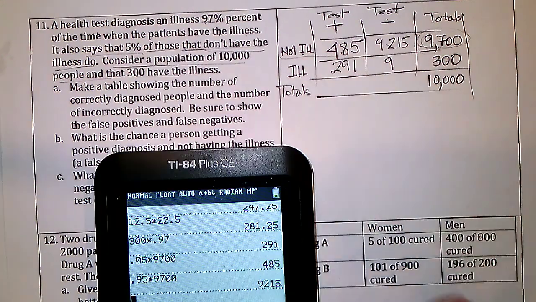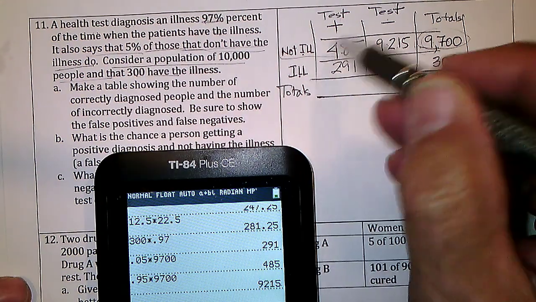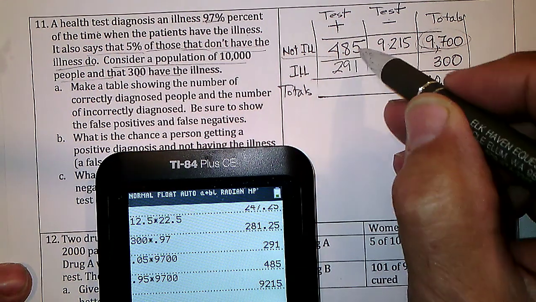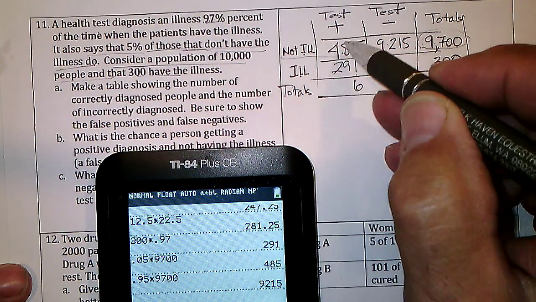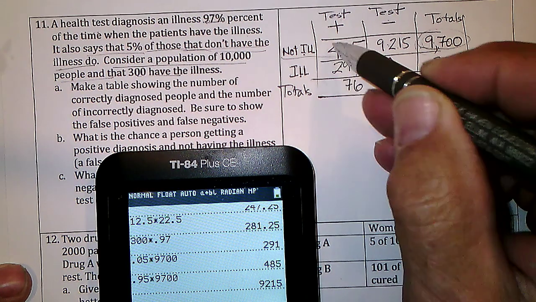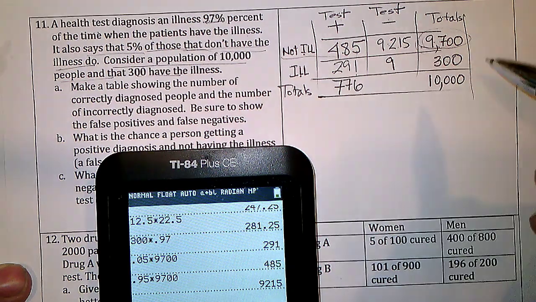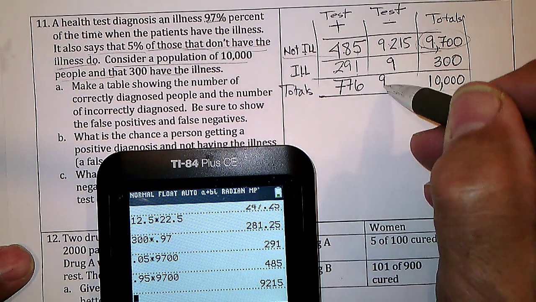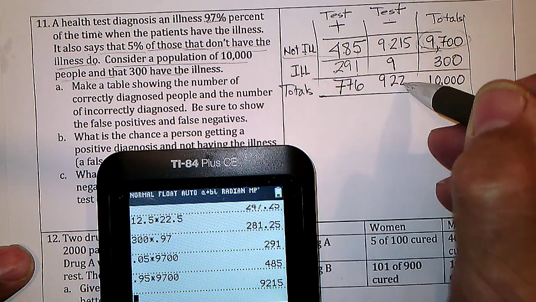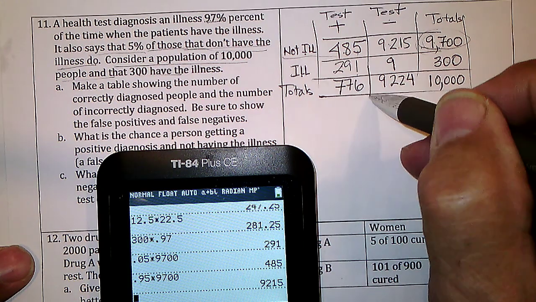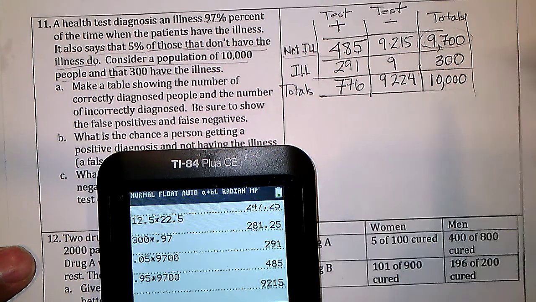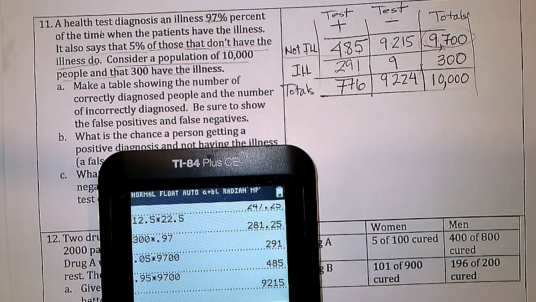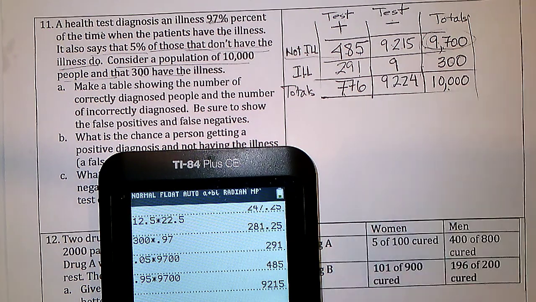So there we go. So how many people actually tested positive? Let's figure that out. That's 6. That's 17. Carry the 1. 776 tested positive. 9,224 came up with a negative test, and these two should add up to the 10,000.